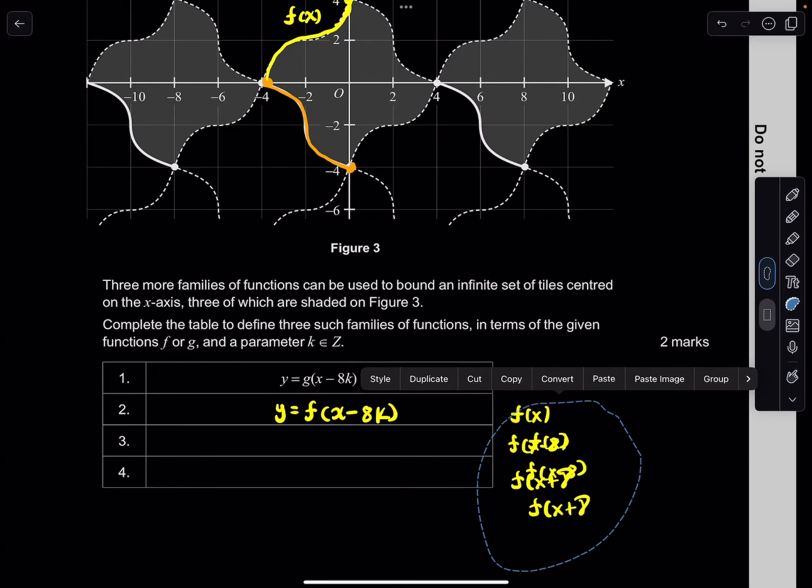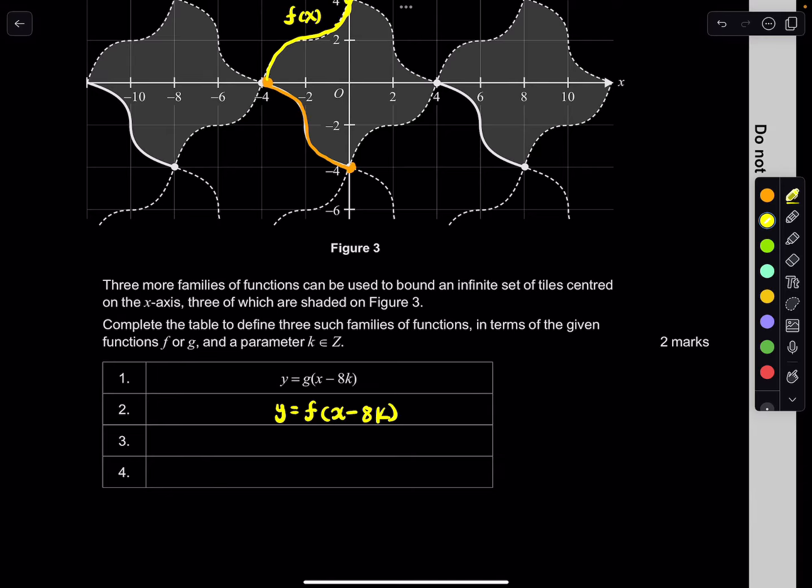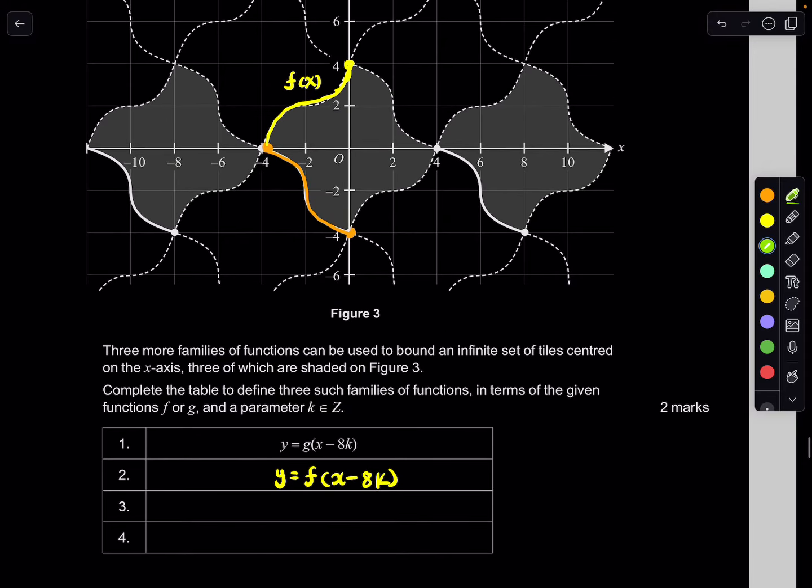I don't know why I duplicated them. Sorry. Cut that out. Let's do a green color. Let's do the next one, which is this one over here. What about this one over here? What is the general solution for that?